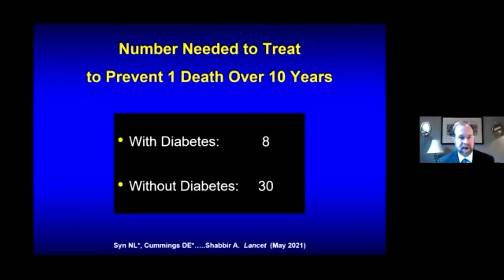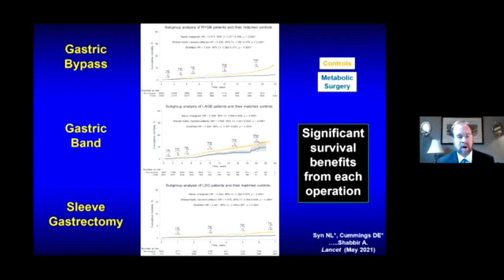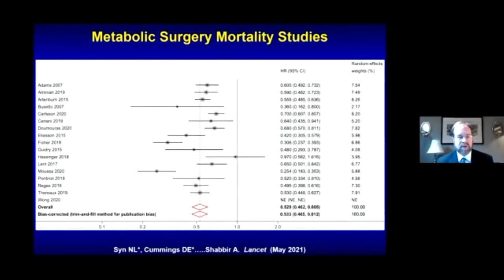Now, those are both very respectable effect sizes for number needed to treat data, but this shows you particularly how much greater the survival benefit is with metabolic surgery among people with diabetes. Another subgroup analysis was to examine individually each of the different operations performed most commonly over this period, and we found that each individually conferred a survival benefit over the non-surgical matched controls in those studies. This shows the 17 individual studies that met our quality control criteria. Each individually showed a survival benefit of metabolic surgery compared to matched non-surgical controls, except one.